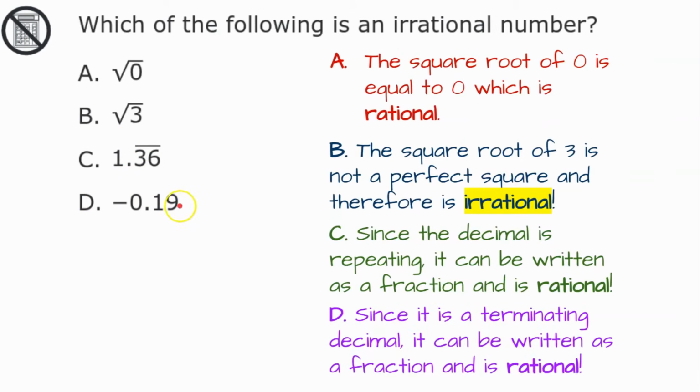Since this is a terminating decimal, meaning it doesn't repeat or go on forever, it can be written as a fraction. It can be written as negative 19/100ths. So therefore, it's rational. So our answer is B, because the square root of 3 is a non-perfect square. It is the irrational choice.